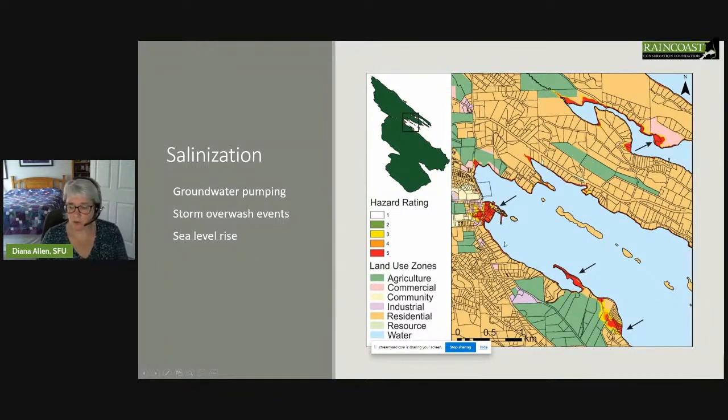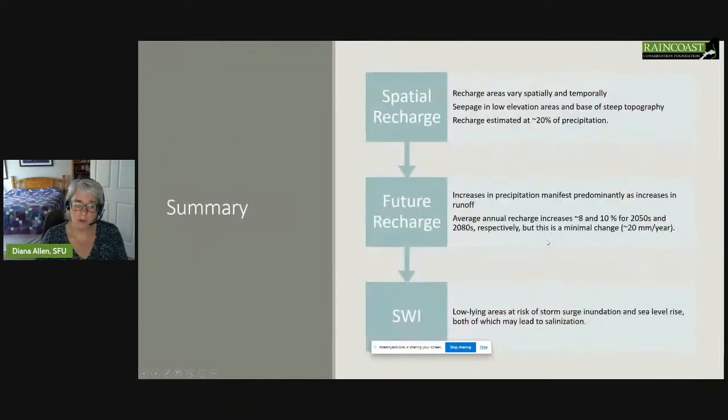So this is Ganges on Salt Spring Island, showing areas where there's high hazard in red of salinization of the aquifers. So in summary, we have recharge areas that vary spatially and temporally. We have seepage in low elevation areas and at the base of steep topography. And recharge is roughly estimated at about 20% of precipitation on a long-term average annual basis.